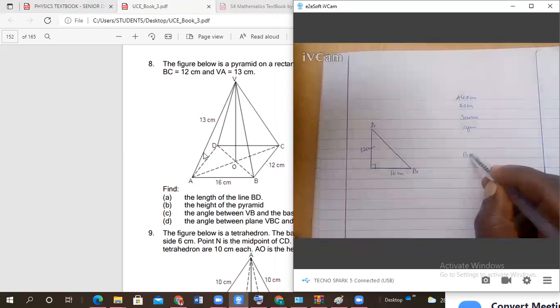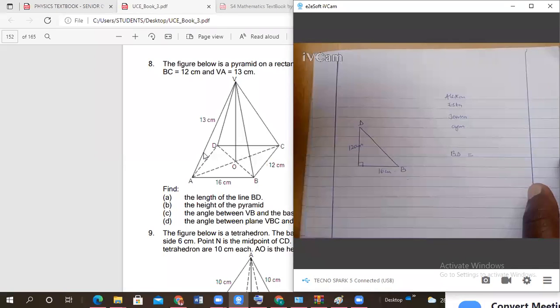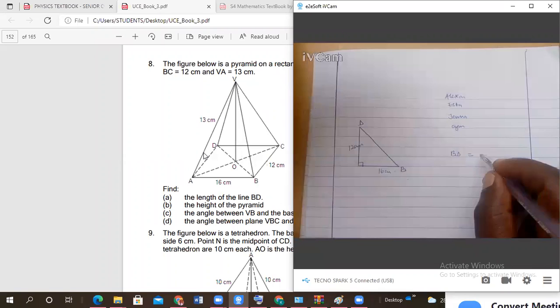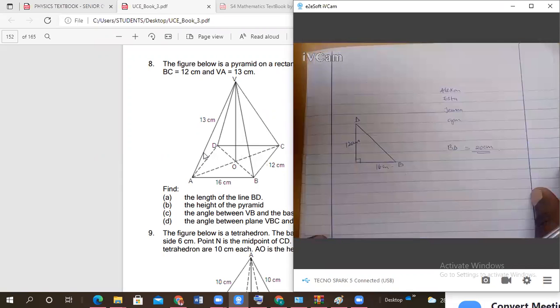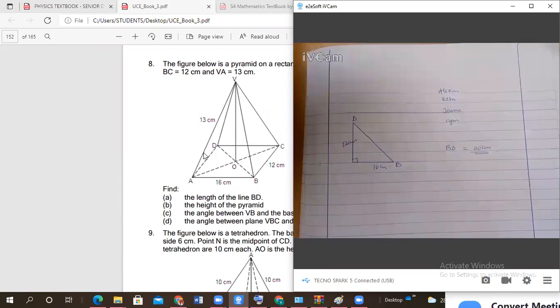What did you get as BD? We got 20 centimeters. So you find BD as 20 centimeters using Pythagoras theorem. Now the next question was to find the height of the pyramid, and I think that's where most of you found her doing that.